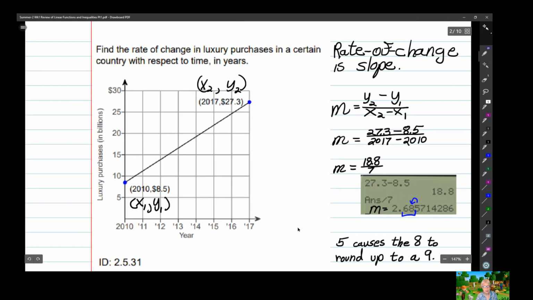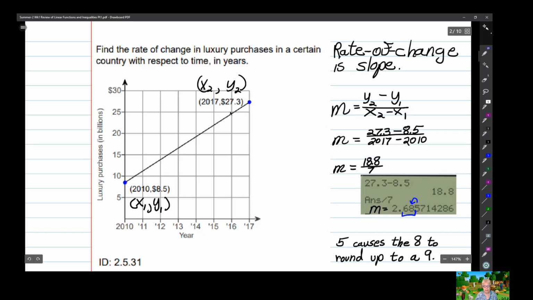Now in college algebra, as in life, as in business, one of the main uses of slope is to find how fast whatever you're measuring is changing, usually over time. That's what we have here. Find the rate of change, that means slope. Find the rate of change in luxury purchases in a certain country with respect to time in years.